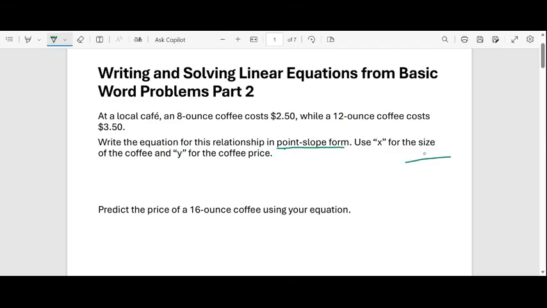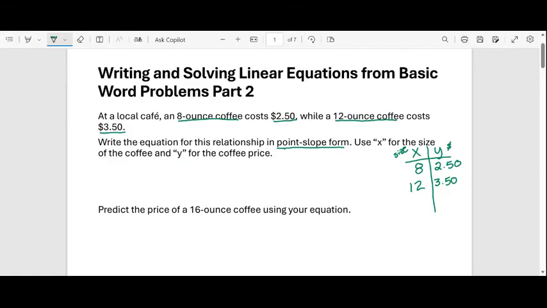To solve this, I'm going to start by making just a quick table, and I'm going to say X is my size of coffee. So I'm going to write off to the side size so I remember, and Y is the price. So I'm going to put a little money sign so I remember what Y is. Then I'm going to go back to my original sentence. We have an 8-ounce coffee. So the 8-ounce coffee is my size, that's my X, and it costs $2.50. And Y is my cost, so $2.50. Then I have a 12-ounce coffee, again size, so it's my X, and it costs $3.50.